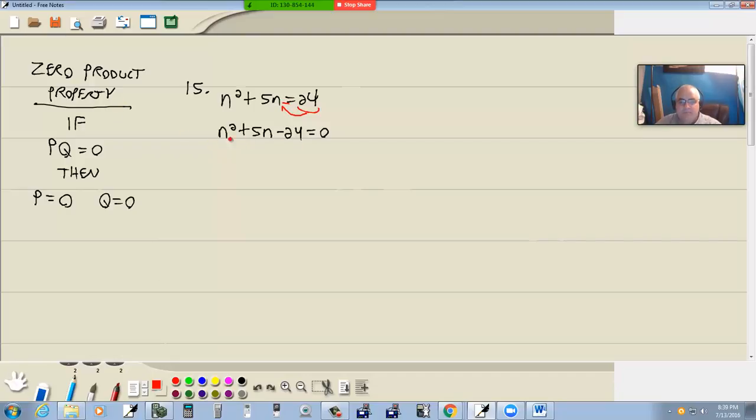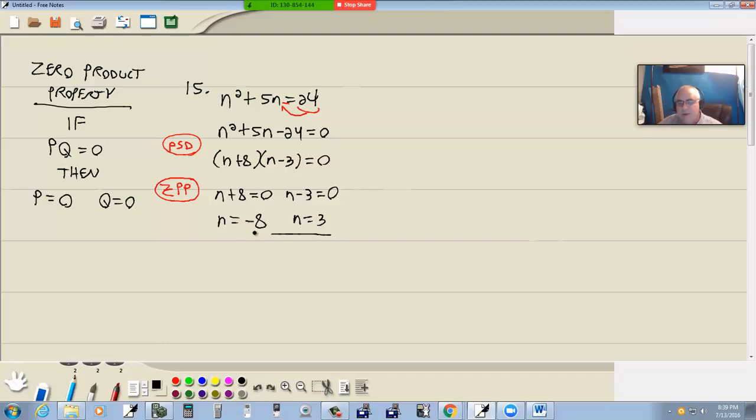Now we want to factor this, right, as a product. This will factor using the PSD, because we have n squared, n, no n, and there's no number in front of our n squared. So this factors as n plus 8 times n minus 3 equal to 0. And the zero product property says you get 0 on one side, you factor the other side, you set each factor equal to 0. So I'll set n plus 8 equal to 0, and n minus 3 equals 0. So that gives us n is equal to negative 8, and n is equal to positive 3. And those would be my two answers.